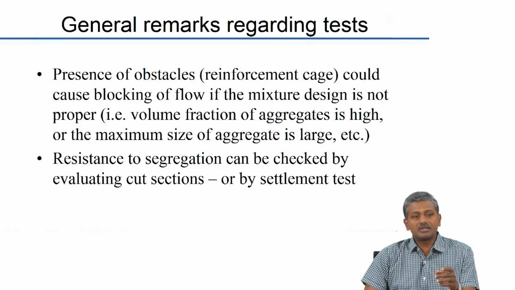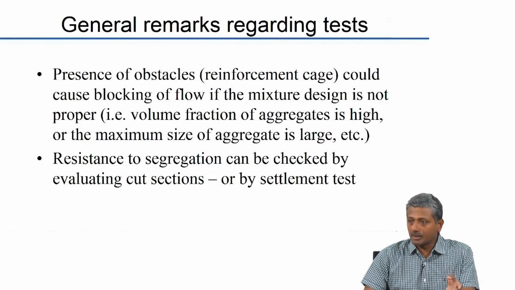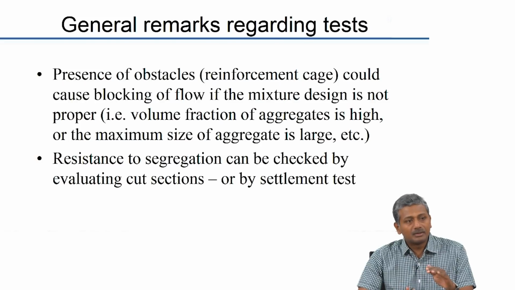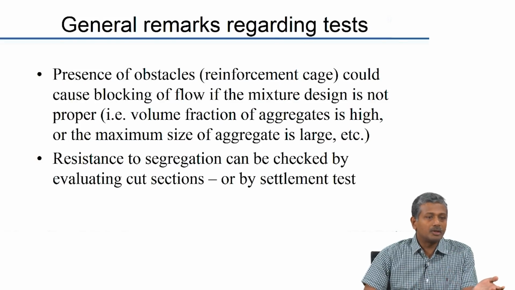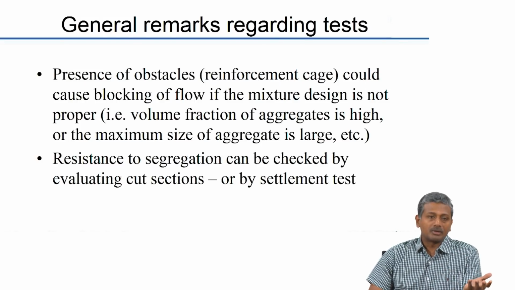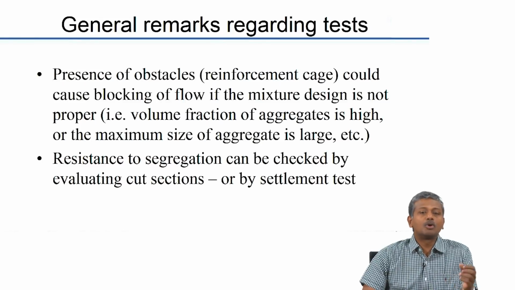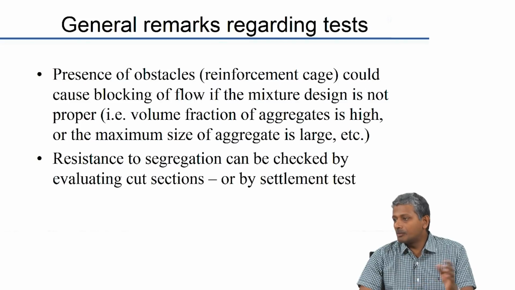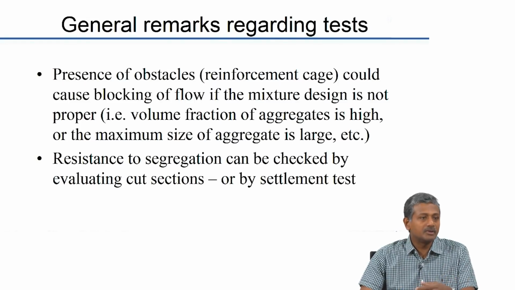The other strategy is to simply put the concrete in a bucket, allow it to settle for about 15 minutes, then pour out the top half of the bucket. What will that do? If the concrete is segregated, the top half that gets poured out will only be paste or mortar, right. So, then you can evaluate the amount of coarse aggregate that you have in the top half and get an estimate of how much segregation has actually occurred. Very simple, easy to do, right. It is not a big deal at all.